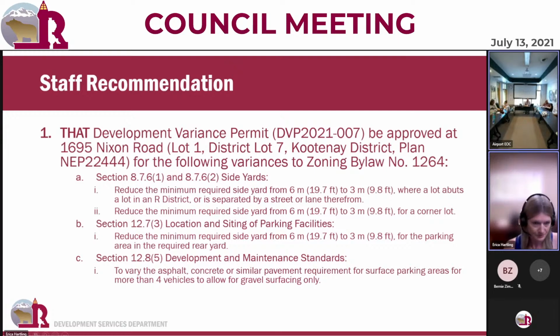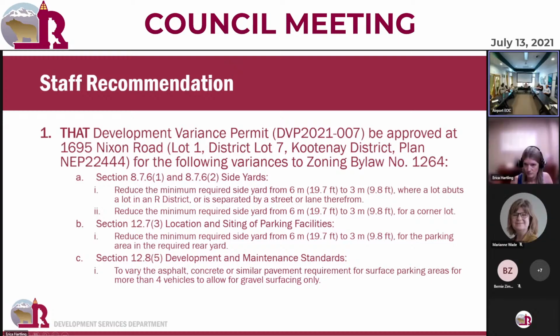Great, thank you, Ms. Hartley. Appreciate it. Council, is there a councilor that would like to put item number 1 on the motion for me? Councilor Charlotte. Sure, the development variance permit DVP 2021-007 be approved at 1695 Nixon Road as on the screen for sections A, B, and C. Great, thank you. Is there a second for the motion, please? Councilor Palmer. Any discussion on the motion? Councilor Palmer, then Councilor Elliott.